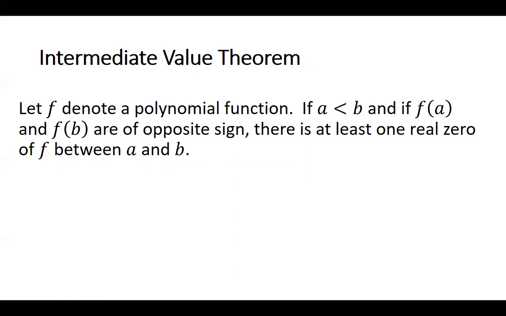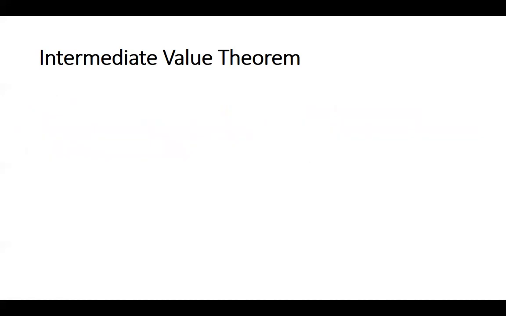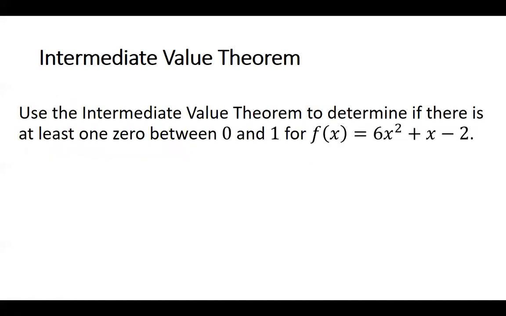If you choose two values for x, and the outputs of the function at those two values change sign, then there's got to be a zero in there. It has to have crossed the x-axis. That's all it's saying. So let's try it. Use the intermediate value theorem to determine if there is at least one zero between 0 and 1 for f of x equal to 6x squared plus x minus 2.